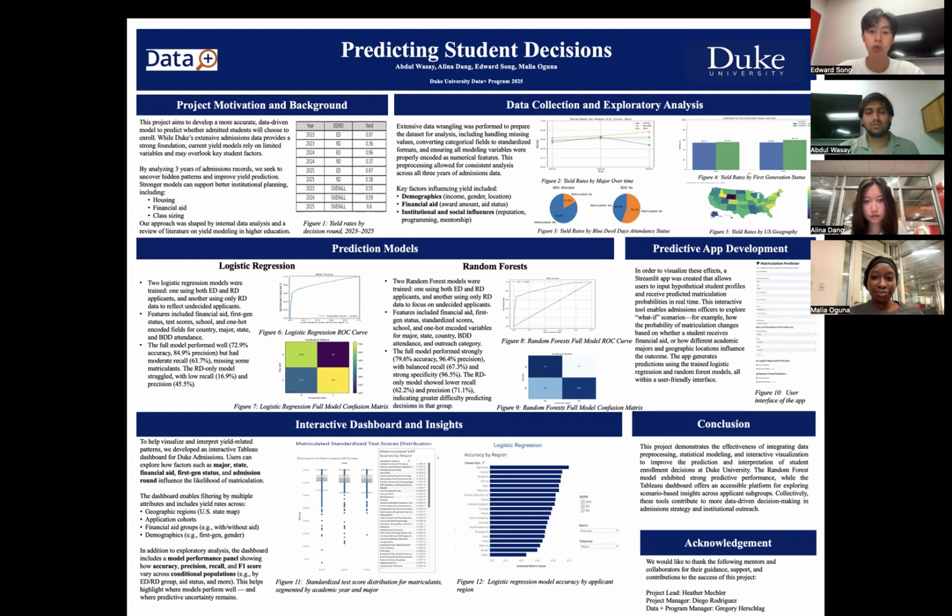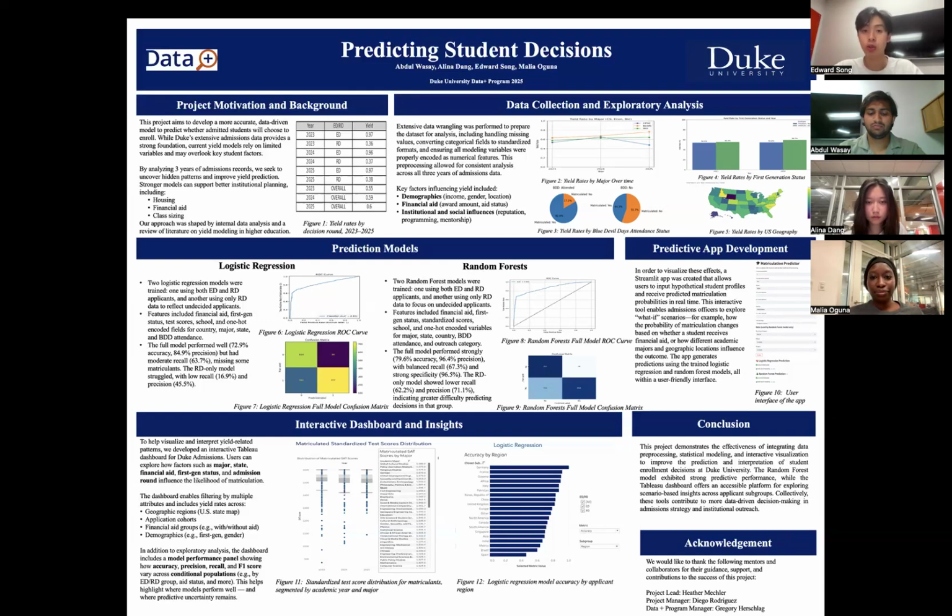Our goal was to develop tools to help officers at Duke involved in admissions, such as the Office of Undergraduate Admissions and the Office of Student Affairs, better understand admitted student profiles and create data-driven models that predict which admitted students will choose to enroll. This is incredibly important for university planning, from housing and financial aid to course and class size allocation, but also for the general reputation of the school.